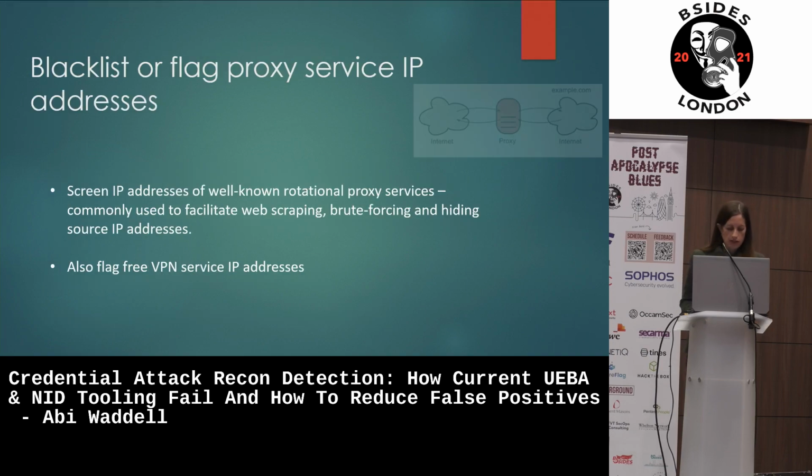Screen or blacklist IP addresses belonging to well-known rotational proxy services. Such proxies facilitate web scraping and brute force activities and also hide the source IP addresses. Free VPN service IP addresses should also be screened. Many of these services rotate addresses from a large pool of IP addresses, and if you know what these are, then you can blacklist or flag them.